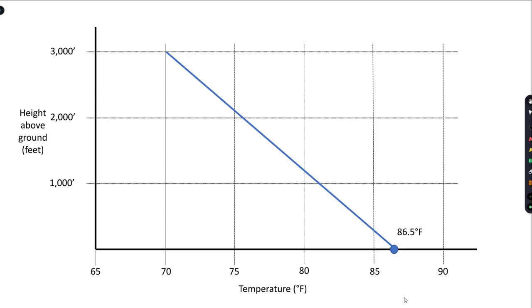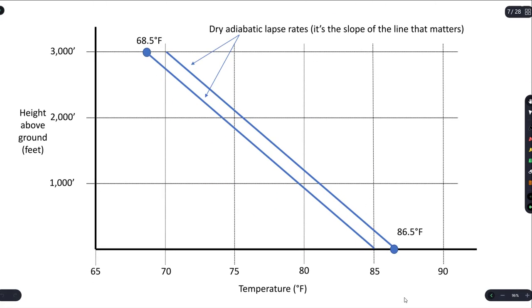3,000 feet times 5.5 degrees Fahrenheit of heating per 1,000 feet gives you 16.5 degrees of heating, and again, you end up with your dry adiabatic lapse rate. And so both of those pathways that I just showed you really illustrate a dry adiabatic lapse rate. It's the slope of the line that matters here.